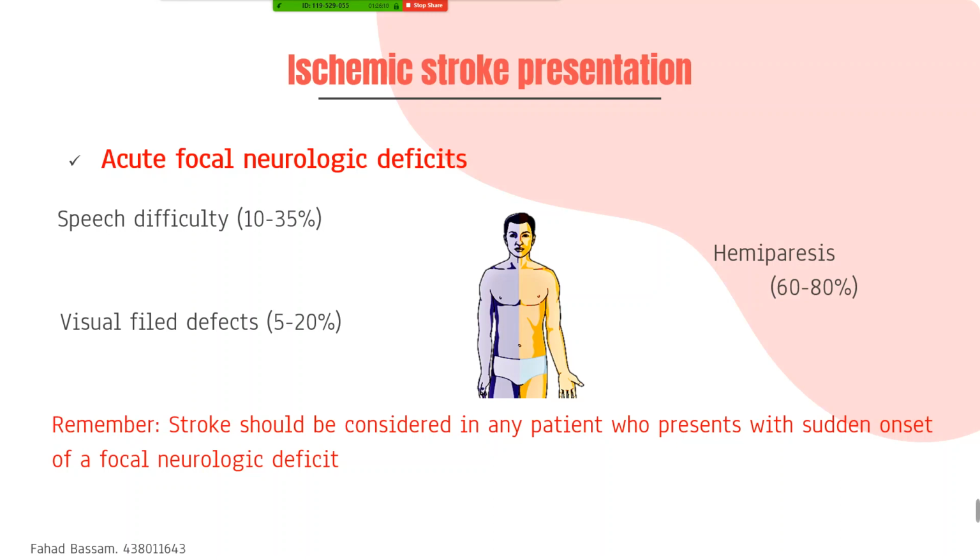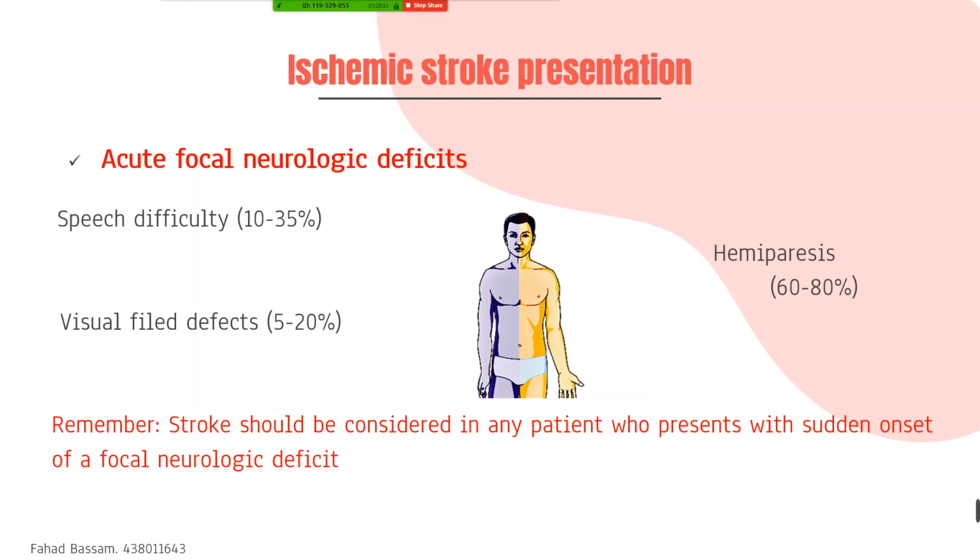So in ischemic stroke presentation, there's something called acute focal neurological deficits. Mostly, the most common one is hemiparalysis with 60 to 80%. Hemiparalysis is basically a unilateral paralysis. It's basically a weakness of one entire side of the body. So 50% of the body, whether the left side or the right side, the person will have weakness in 50% of the body. It's mainly due to a lot of causes, whether it's a trauma, a tumor, a stroke, or even congenital causes. Secondly, the second most common one is speech difficulties, and it's actually really common, 10 to 35%.